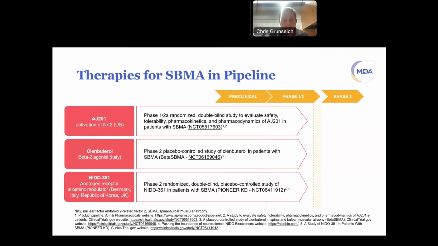And it's also very exciting that there is a study with this androgen receptor modulator. It's an allosteric modulator of the androgen receptor, so the drug binds directly to the androgen receptor protein. And right now, this is being evaluated in a study in several countries, including Denmark, Italy, South Korea, and the United Kingdom. And the study should give us a lot of insight into whether or not this approach of modulating AR function is impactful on slowing the disease progression. And the name of that study is Pioneer KD. Next slide.